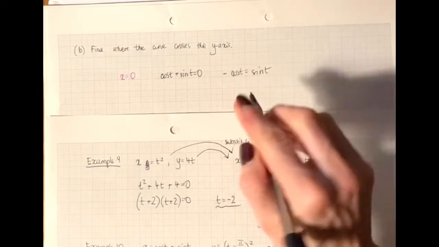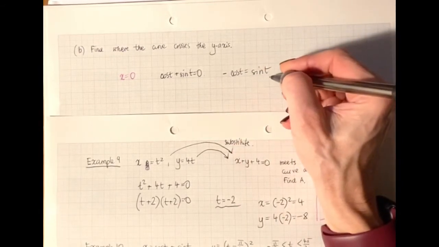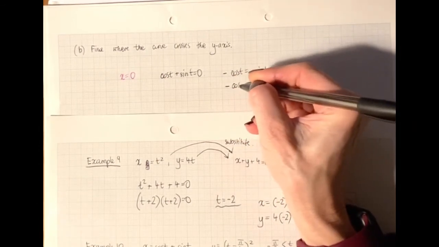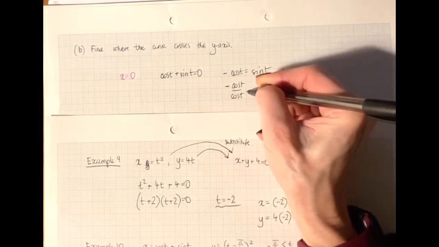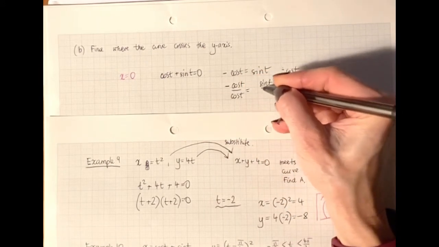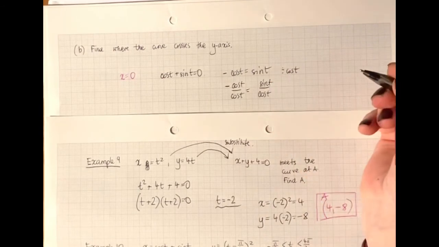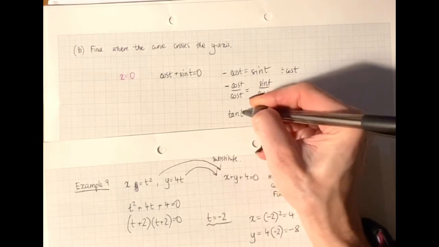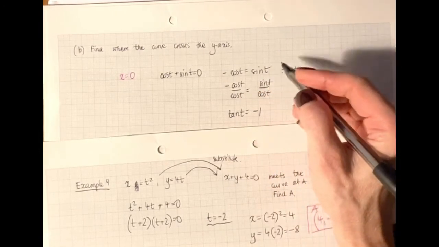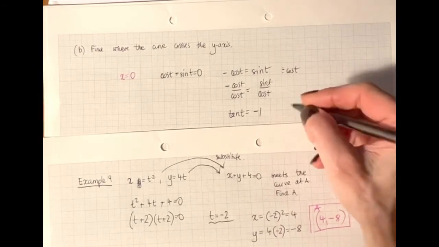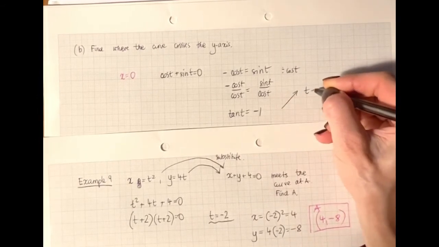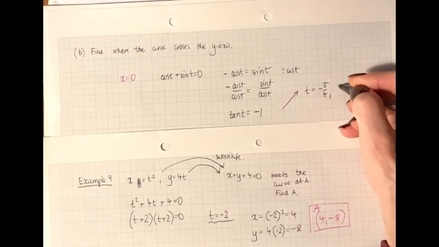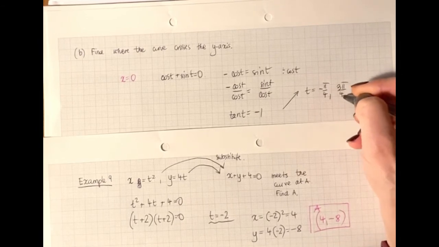Let's put that minus here. Divide everything by cos. You will have minus cos t over cos t, that will give me minus 1, and then sine t over cos t, that gives me tan. So we've got tan t is equal to minus 1. So tan t is equal to minus 1 when t is equal to minus pi over 4, and then if you add pi, you'll have 3 pi over 4.